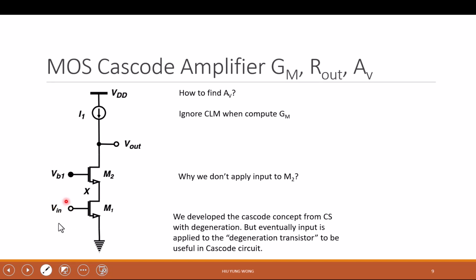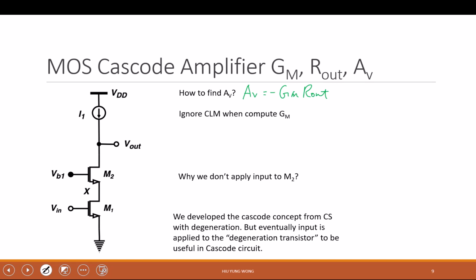Okay, the inputs go to the bottom. And why do we do that? Let's do it step by step. First, how do we find the AV, the gain? We already just say that AV equals negative capital GM times R out, right? Again, GM is the GM of the whole circuit, and R out is the R out of the whole circuit.